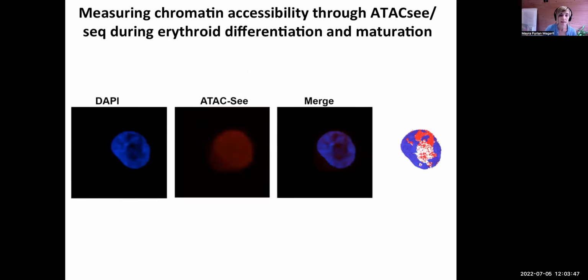So we did this in our different cells of study, and here you can just see a general picture of how it looks. So this is DAPI, this is the ATAC-C signal, and this is a merge. We built these reconstruction images by taking the signal that is higher above the mean in both channels, so that we can study where the more accessible and the more inaccessible regions of the genome are located.